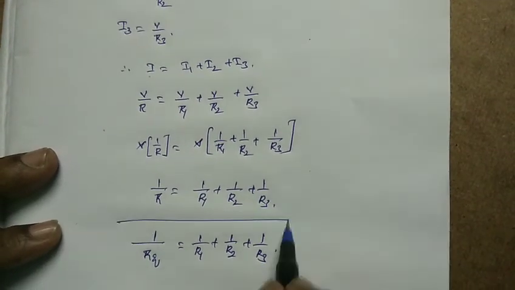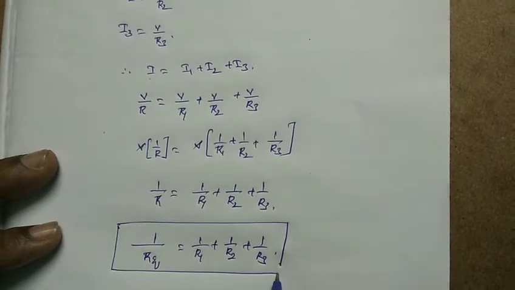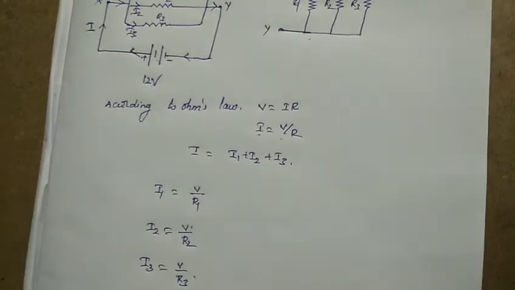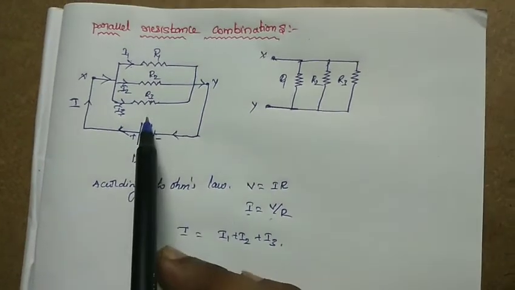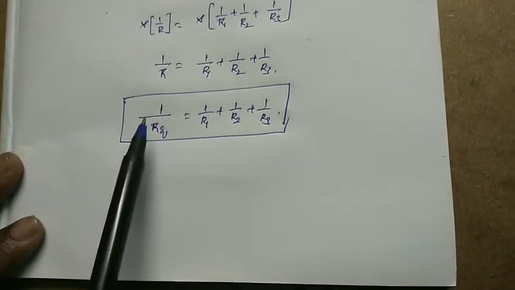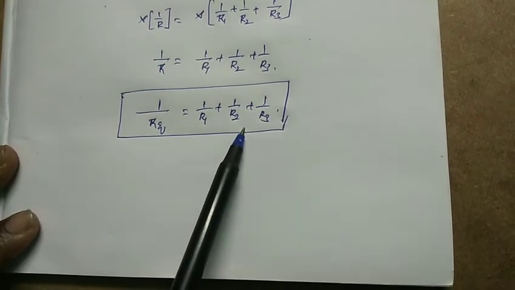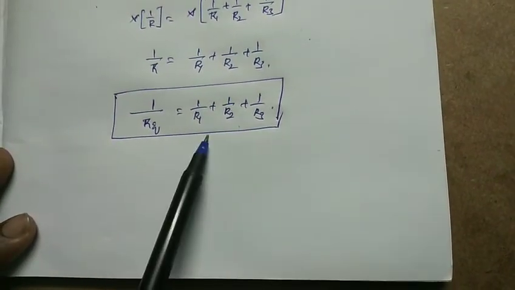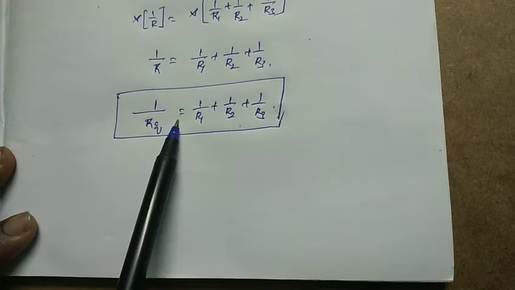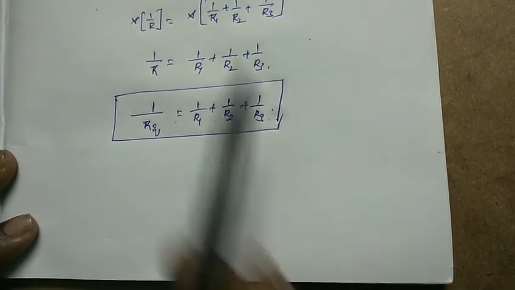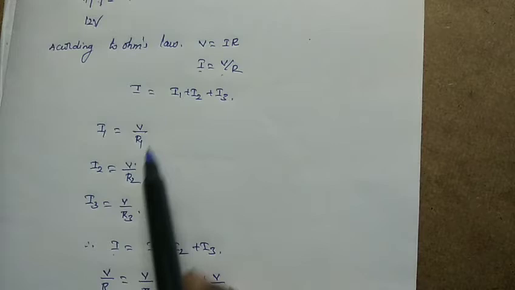So this is the combination of parallel resistance. If any three resistances are in parallel, the equivalent resistance is the reciprocal of the sum of the reciprocals of the resistances. That means 1 by R equivalent equals 1 by R1 plus 1 by R2 plus 1 by R3. Here the currents are different.